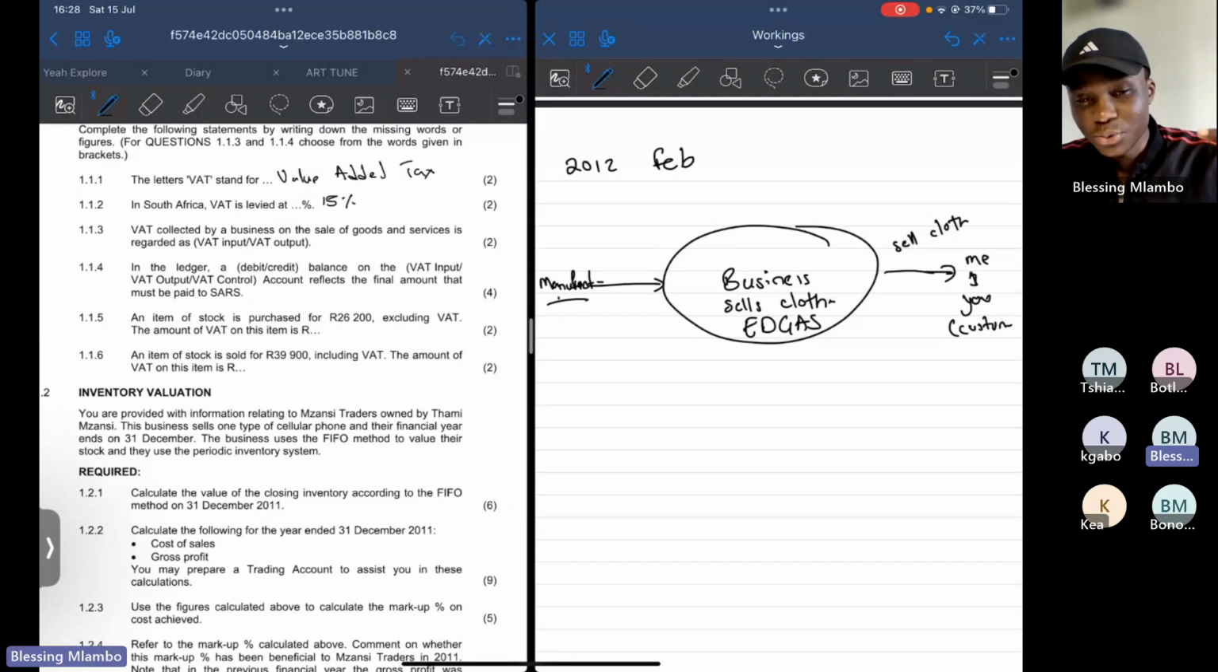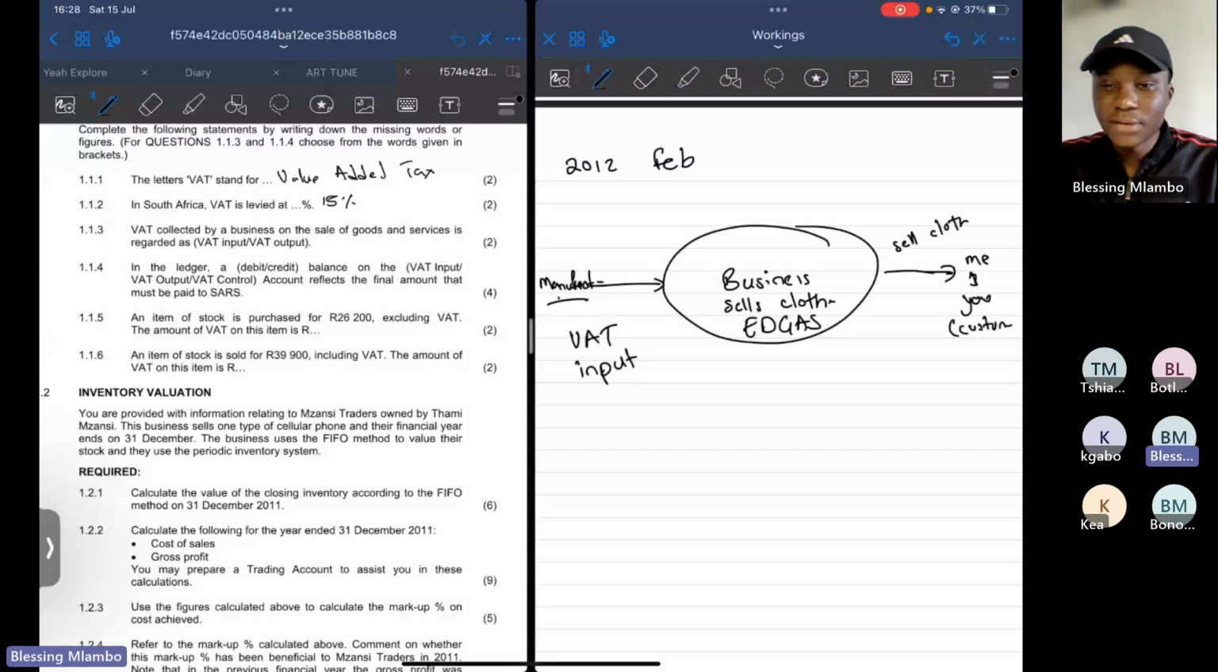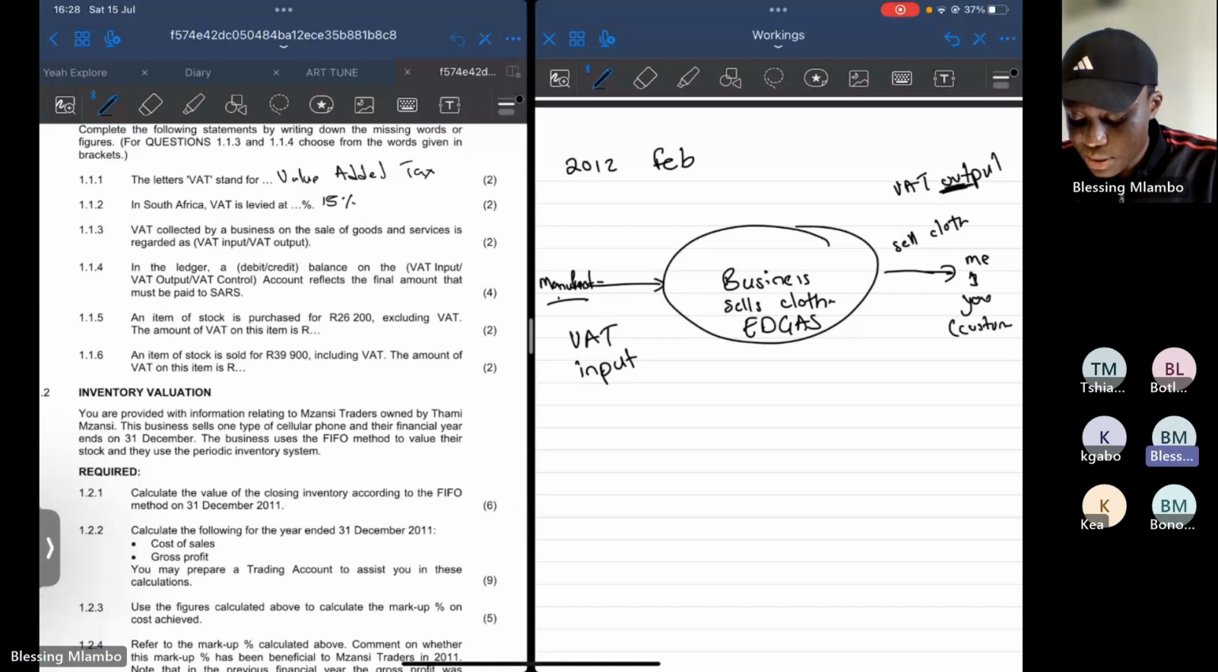So the way to remember this easily, say whenever a business is buying goods from the suppliers, input means something is coming into the business, like input, it's more of like something coming in. So whenever a business is buying goods from a supplier, then there's VAT input, right? But whenever these goods are leaving the business, meaning that the business is selling these goods to a customer, we call it VAT output. So just use the in and out as your key.